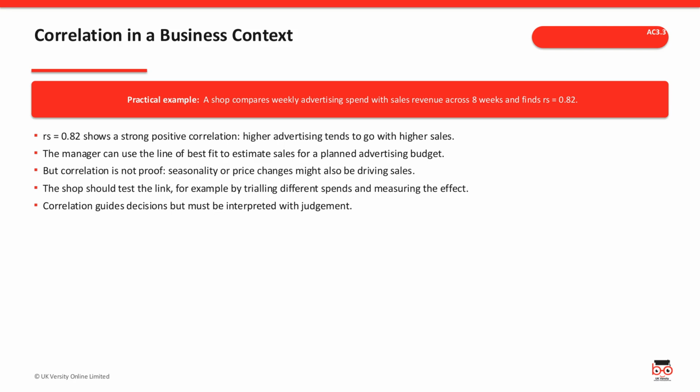Let's bring it into business. A shop compares its weekly advertising spend with its sales revenue over 8 weeks and finds an R sub S of 0.82. That's a strong positive correlation. Higher advertising tends to go with higher sales, and the manager could use a line of best fit to estimate sales for a planned budget. But correlation isn't proof. Seasonality or a price change might also be lifting sales. The sensible next step is to test the link directly, perhaps by trialing different spends and measuring the effect.